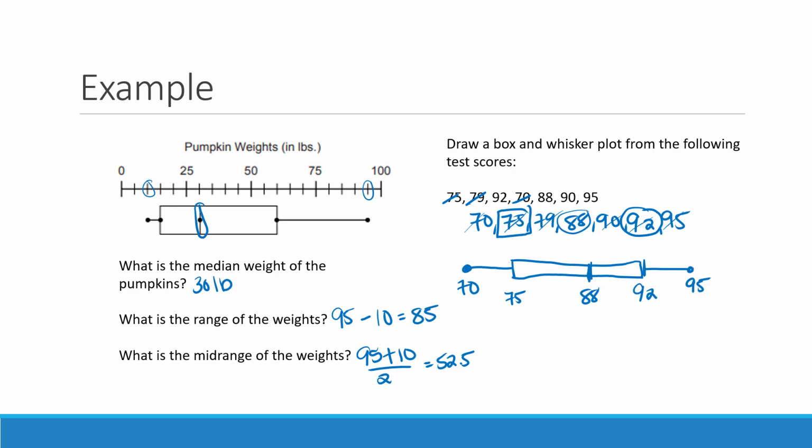I do want to point out that if you do have two numbers in the middle with a box and whisker plot, so let's just say we did have to add two numbers and divide them by 2, if that's the case and you have two numbers, that new median is what splits it into your lower quartile and your upper quartile. So just keep that in mind if you do have two numbers in the middle.